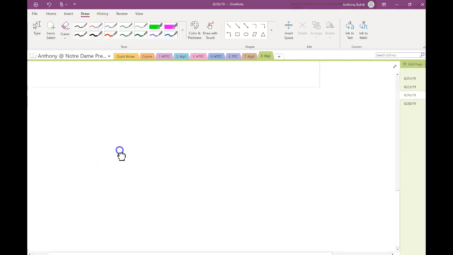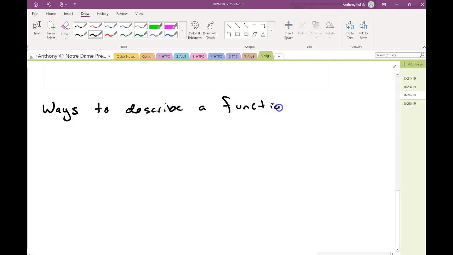So the plan for today is, last time we talked about sets, relations, and functions. And what I want to do today is talk about the ways that we have to describe a function.